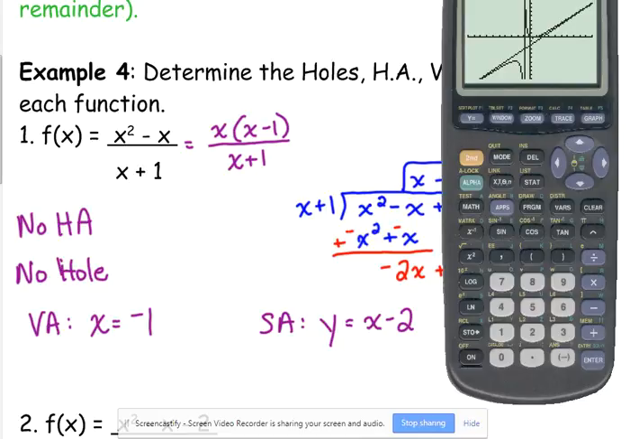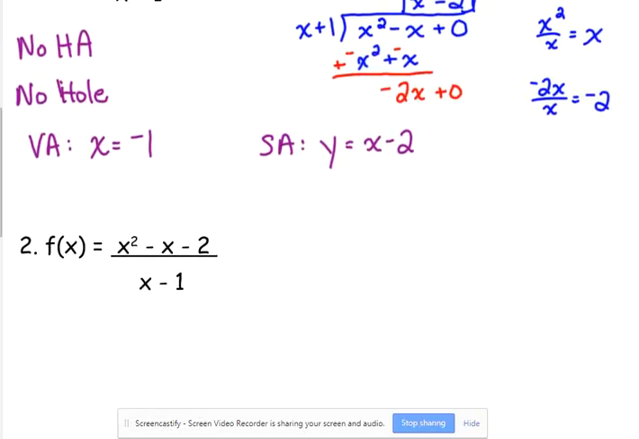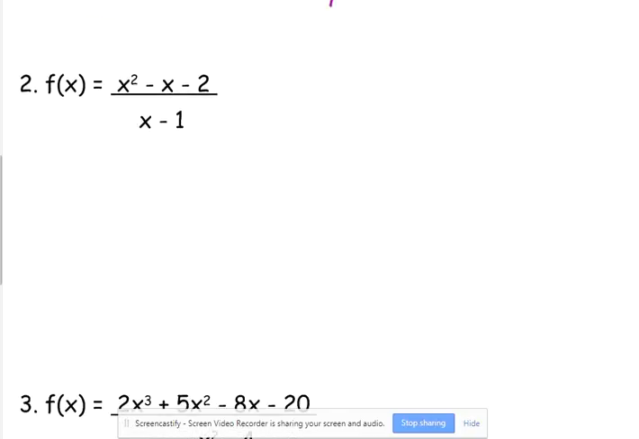All right. Let's keep going. Let's do a couple more examples. x squared minus x minus 2 over x minus 1. Obviously we're using these specifically for slant asymptote purposes, so there's not going to be a horizontal asymptote.